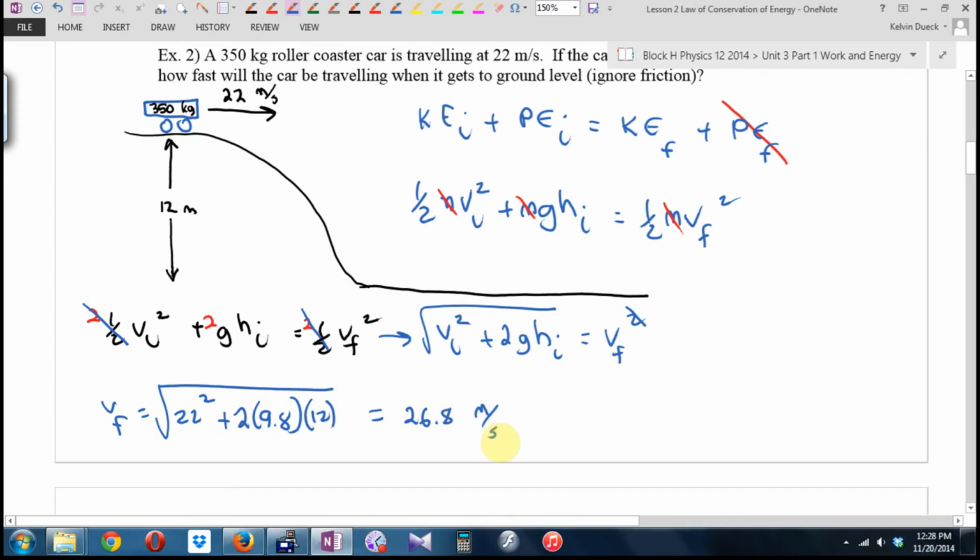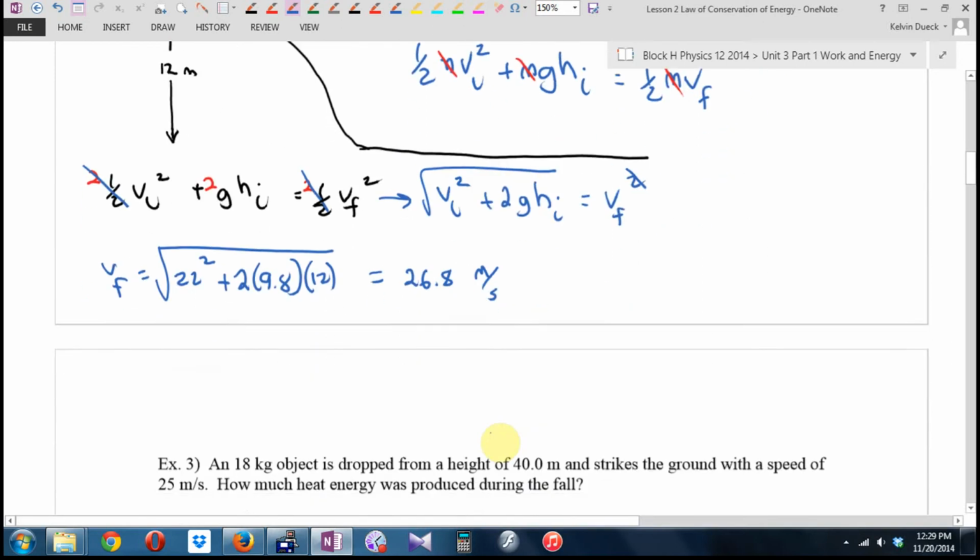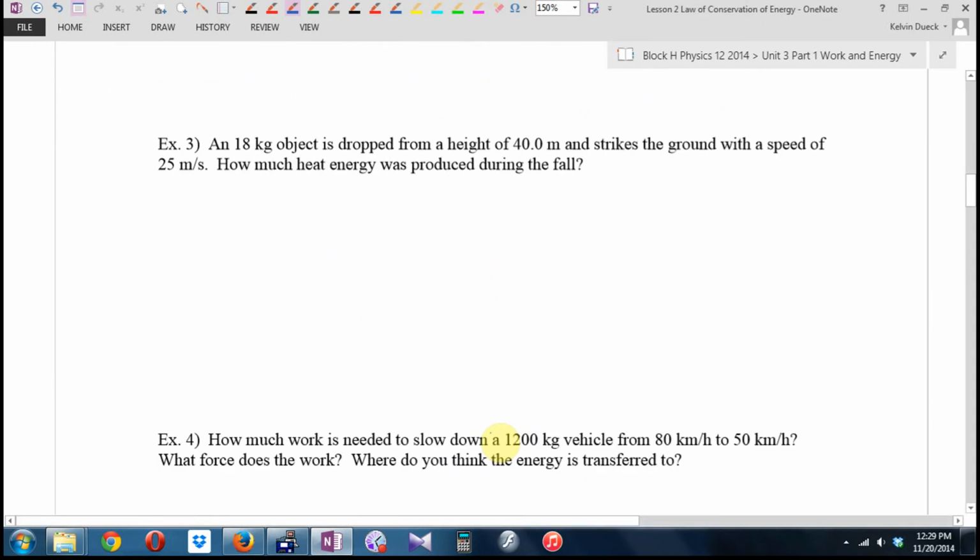Some built-in error checks. Hey, Carl, I know I'm going to be going faster at the bottom of the hill. So if I got an answer less than 22, I've done something wrong. Now, this is a speed. There is no directional component. Noah, I'm pretty sure it's horizontal, but I don't know for sure. I need to see a picture of the coaster. Turn the page. Or next page over.